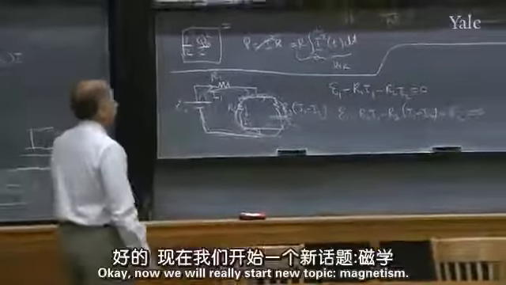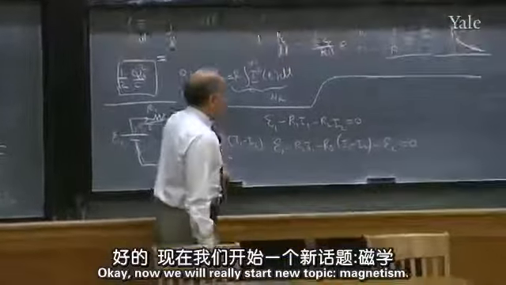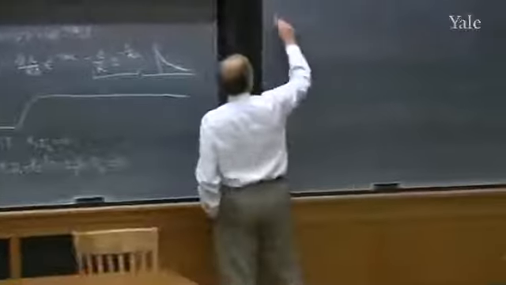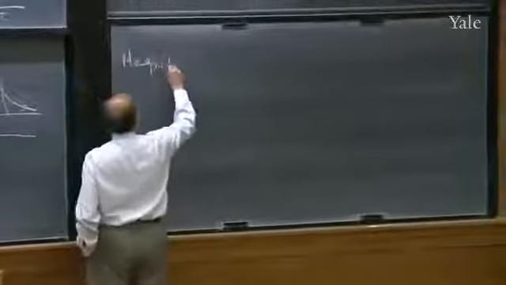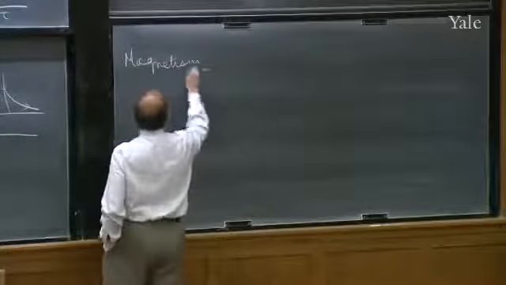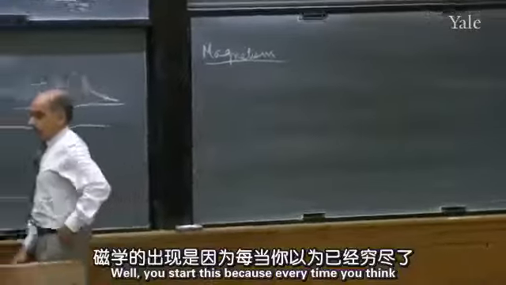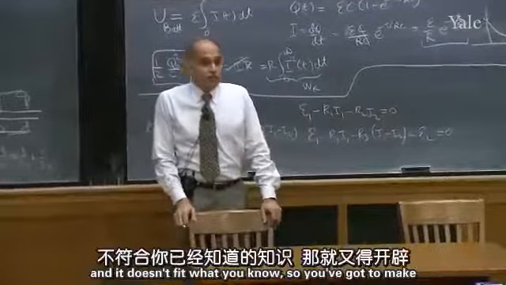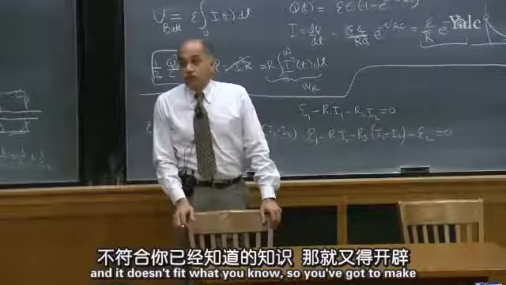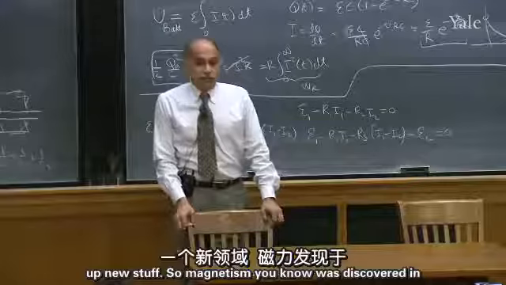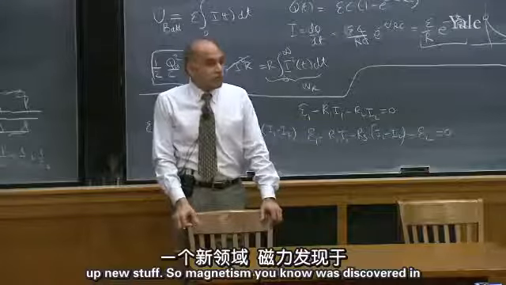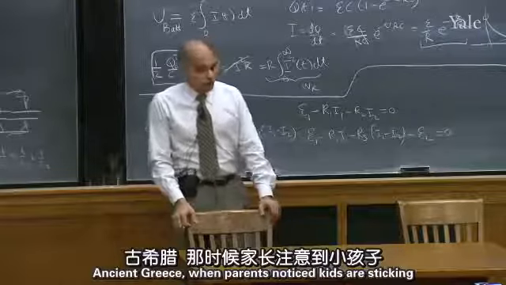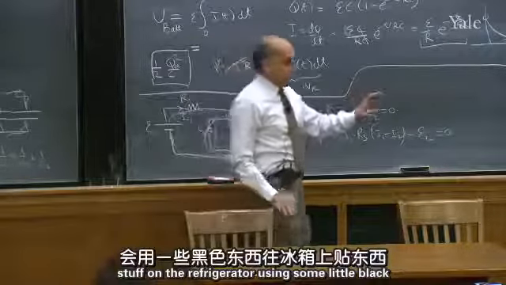Okay. Now we will really start a new topic, magnetism. Well, you start this because every time you think you're done with physics, somebody does some experiment and it doesn't fit what you know. So you've got to make up new stuff. So magnetism, you know, was discovered in ancient Greece when parents noted that kids are sticking stuff on the refrigerator using some little black things.